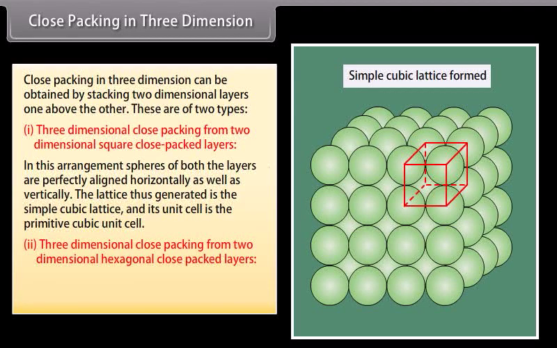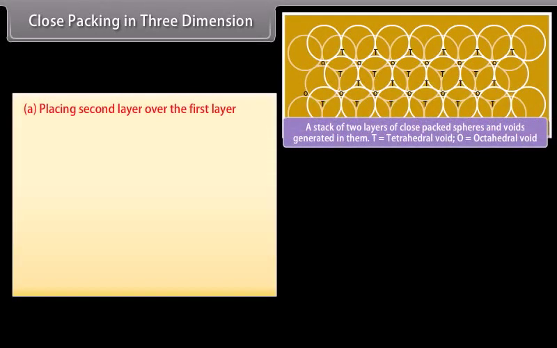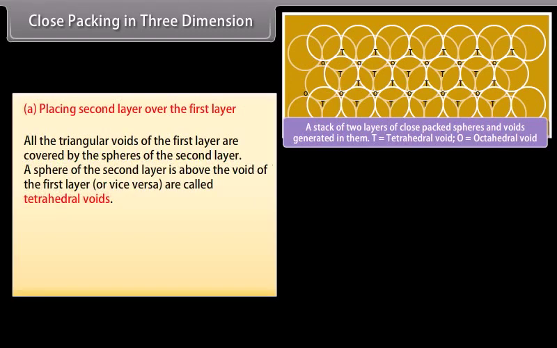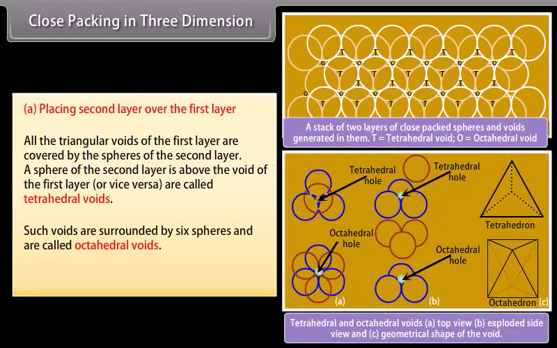3-dimensional close packing from the 2-dimensional hexagonal close packed layers. These can be generated by placing layers one over the other. A. Placing second layer over the first layer. All the triangular voids of the first layer are covered by the spheres of the second layer. A sphere of the second layer above a void of the first layer forms tetrahedral voids. Voids surrounded by 6 spheres are called octahedral voids.